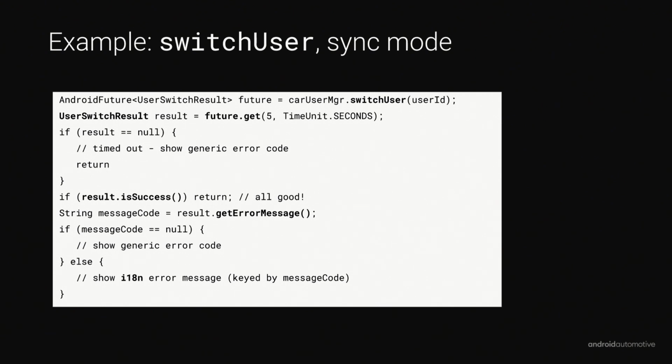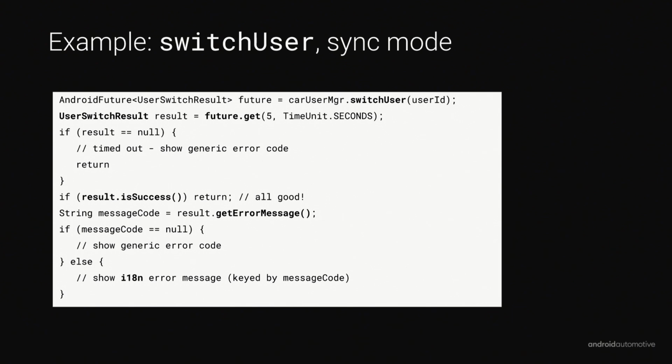You could call get without any parameters, but that could block forever. If there was a bug in the implementation, it could block forever. There's no bug, we're perfect, but just in case, I would recommend that you call it with a timeout so you don't block. Then if the result is null, that means it timed out, so you can show a generic error message. Otherwise, you check if the result is success.